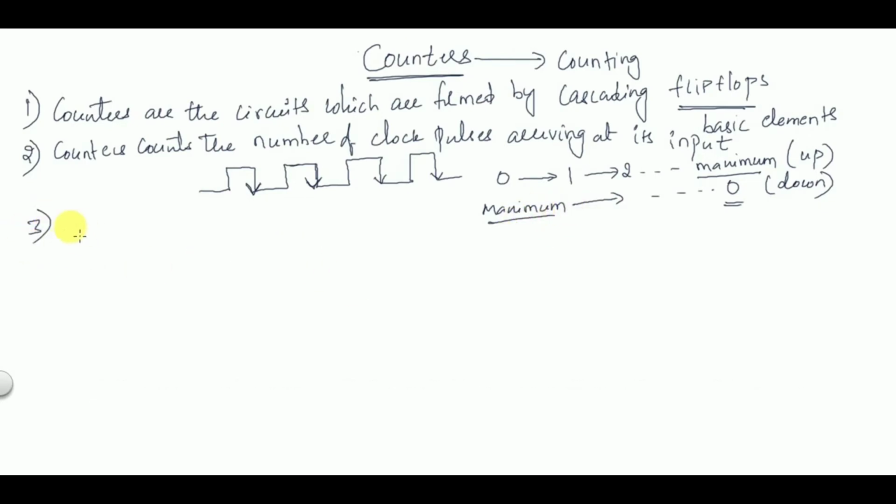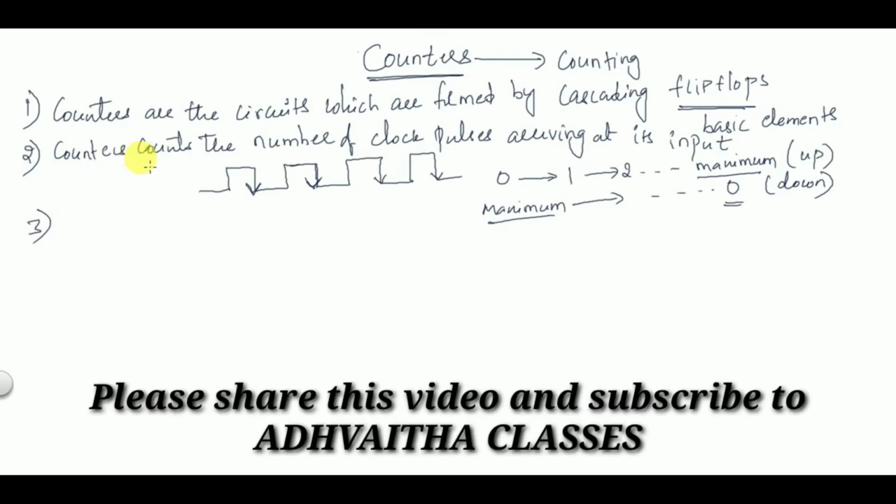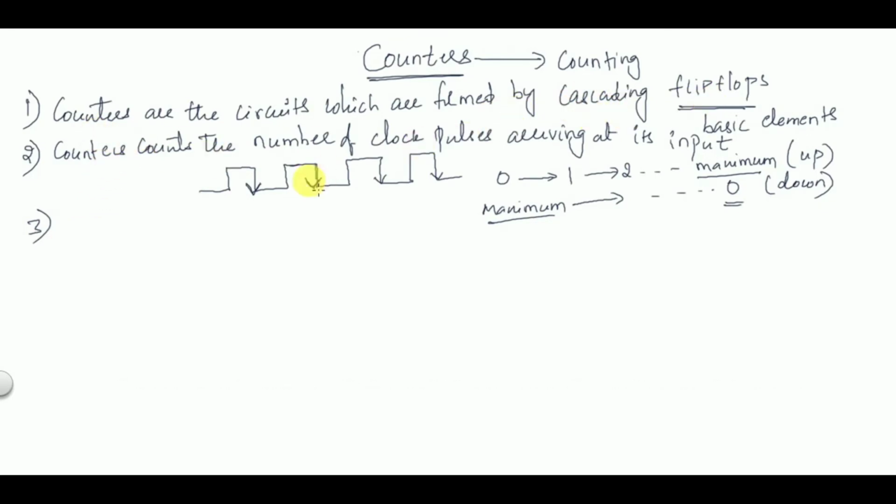Right, so understood. What is a counter? Counters are the circuits which are formed by cascading flip-flops. Second, a counter counts the number of clock pulses arriving at its input. At its input we give the clock pulse, because the operation of flip-flops is always based on the clock pulse only.